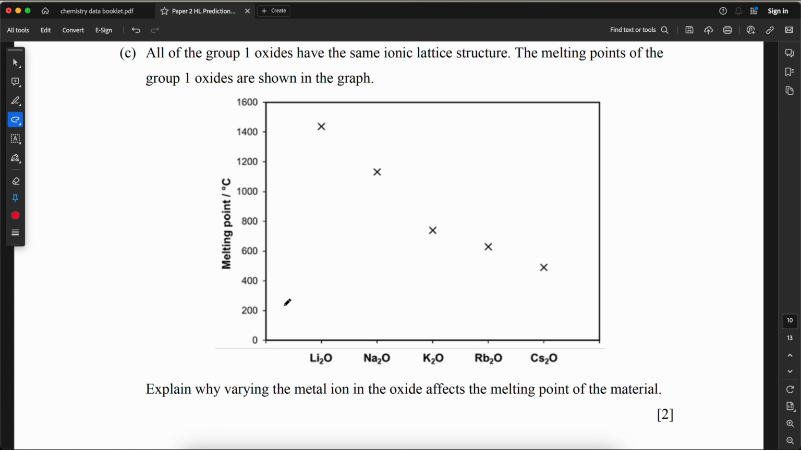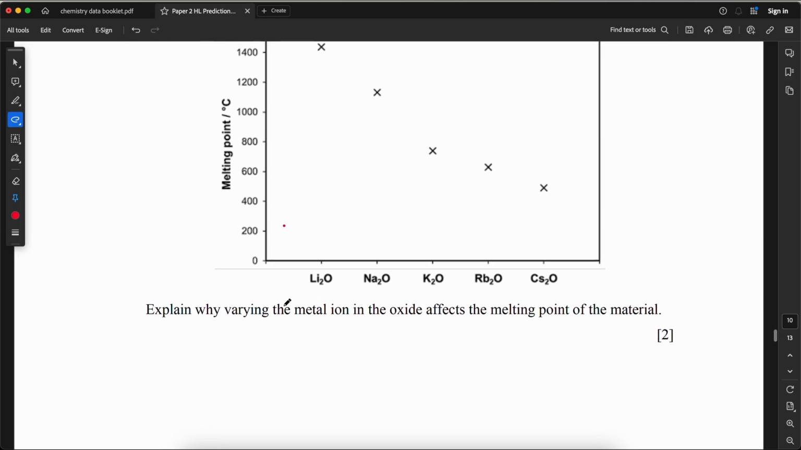All the group 1 oxides have the same ionic lattice structure. The melting points of the group 1 oxide are shown in the graph. Explain why varying the metal ion in the oxide affects the melting point of the material.